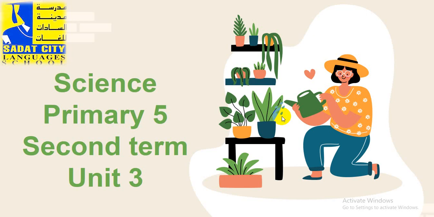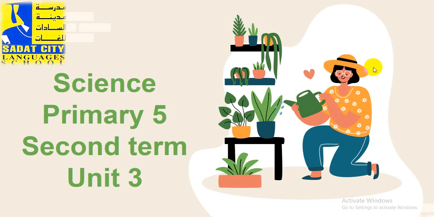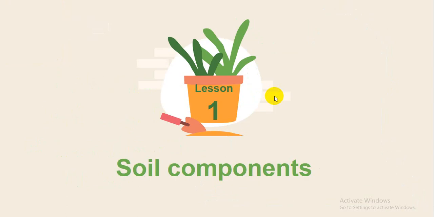Science, Primary 5, second term, Unit 3. Unit 3 includes two lessons. Lesson 1, Soil Components. Lesson 2, Types and Properties of Soil. Start from Lesson 1, Soil Components.